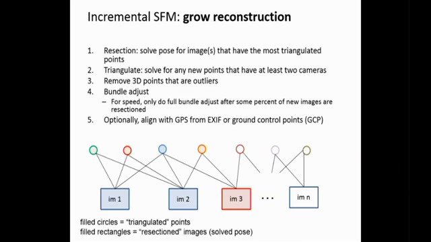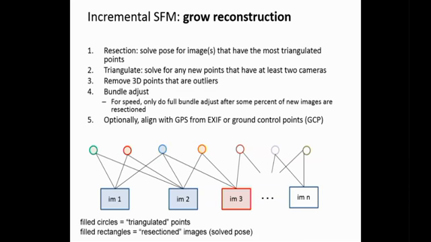Then you need to remove points that are outliers. So you need to check to see if any observations are inconsistent with your 3D points, and either get rid of those observations or just throw out the 3D points entirely, because outliers can quickly ruin your solution if you don't check them.